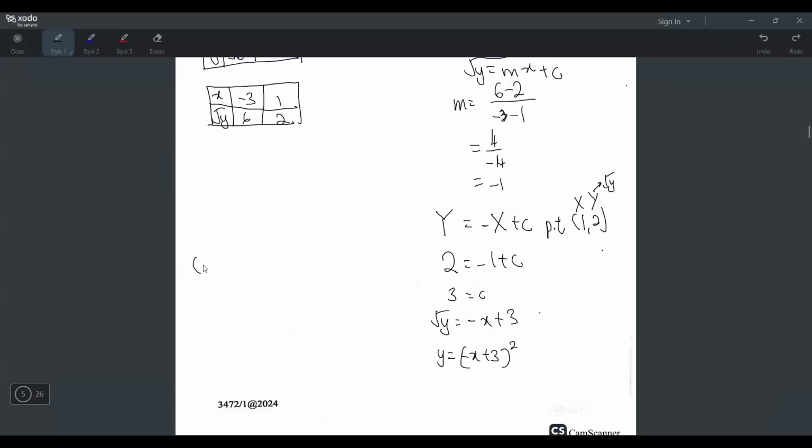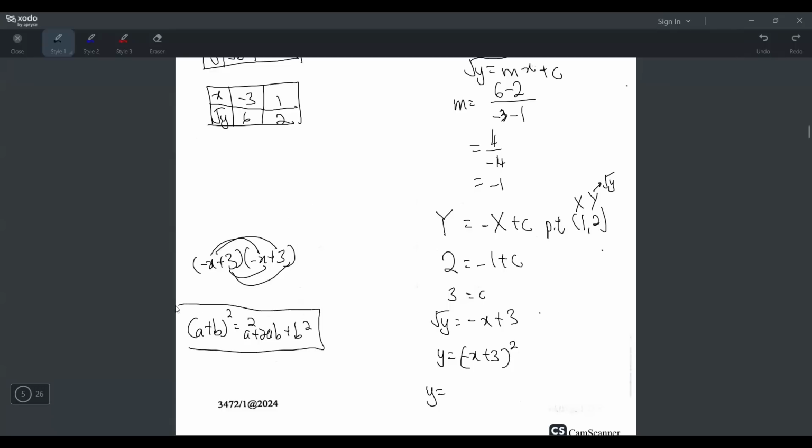And what this means is negative x plus 3 times negative x plus 3. And then you have to multiply one by one. Like this, like this, like this, like this, right? But there is a shortcut to do this. The shortcut is, for example, if I have (a plus b) squared, what you can do is you can take a squared, you get a squared, and then a times b times 2, which gives you 2ab, and then b squared like this.